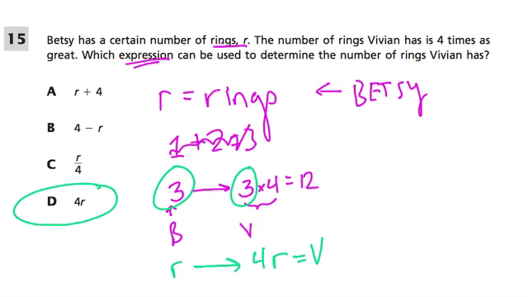Let's look at the other choices, though, to be clear. C is saying, well, let's circle it, C is saying take the number of rings that Betsy has and divide it by 4. B is saying take 4 and subtract the number of rings that Betsy has from it. And A is saying take 4 more than the number of rings that Betsy has. But none of these situations apply to us here. D is the answer. All right, thanks.